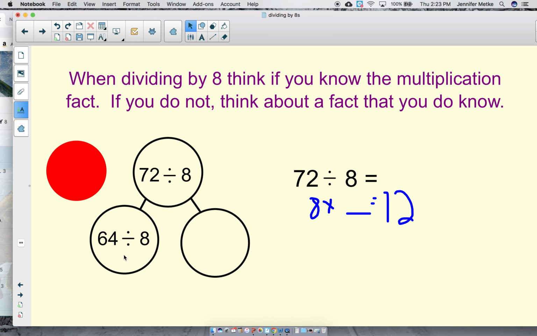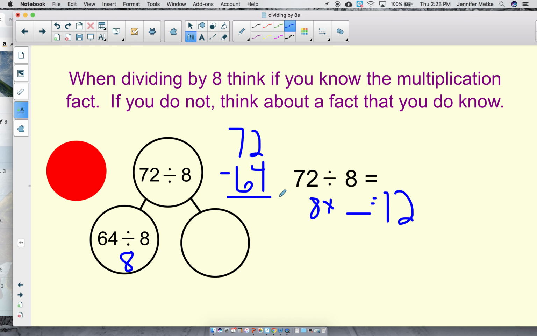So if I know 64 divided by 8 is 8, then I have to think, well, I had 72 and I've used up 64 of that total. So what's remaining? This is why 5 facts are nicer. I would have ended up with 40 here, and that would have been easier to subtract. This isn't horrible, but there's some regrouping going on, or maybe you're going to think, what's the distance from 64 to 72? So I know the distance from 64 to 72 is 8. So I have 8 remaining.